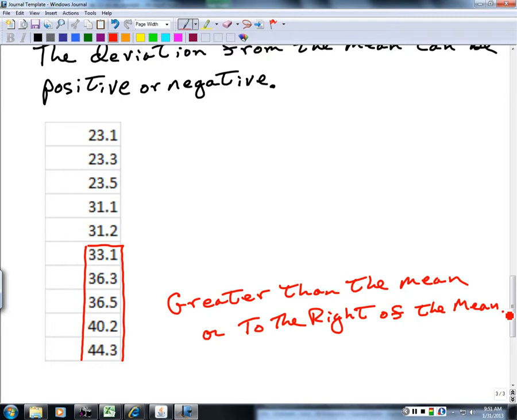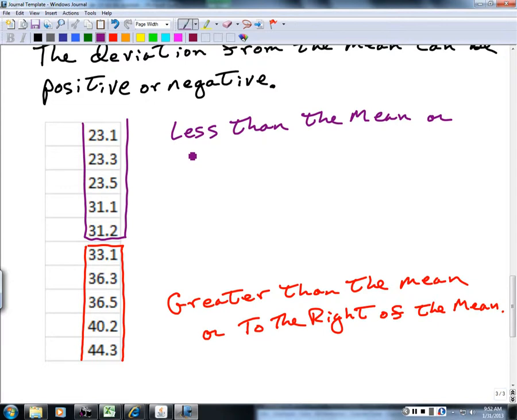Now, when I say to the right of the mean, that's going to start to make more sense when we start putting these things in a distribution graph and come up with either a normal distribution or a uniform distribution or a left or right skewed distribution, but we're going to graph it. And we're going to have the mean in the very middle. And values are going to occur to the right on the graph, and values are going to occur on the left of the graph. And so these right here are less than the mean, or to the left of the mean.